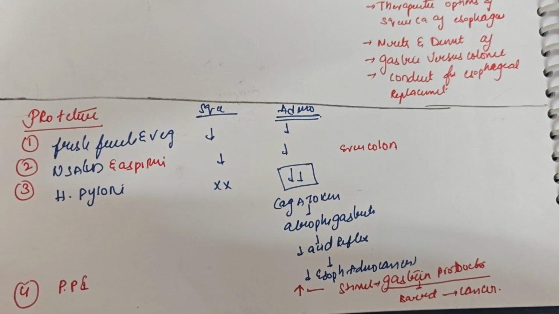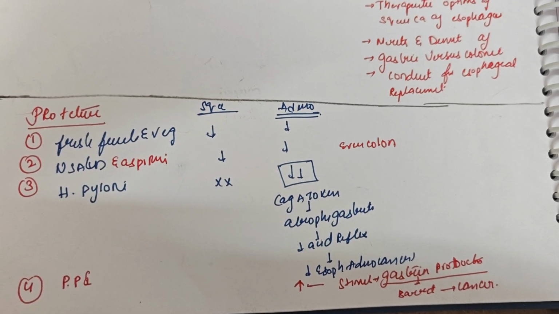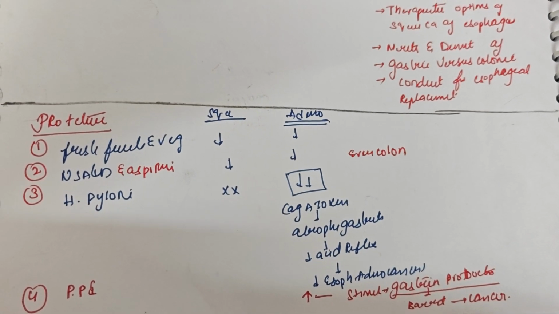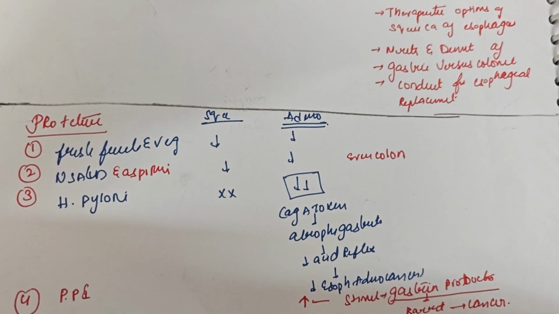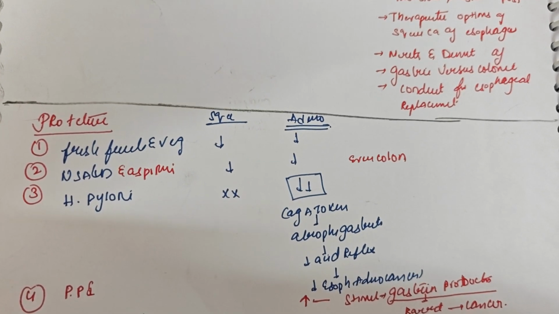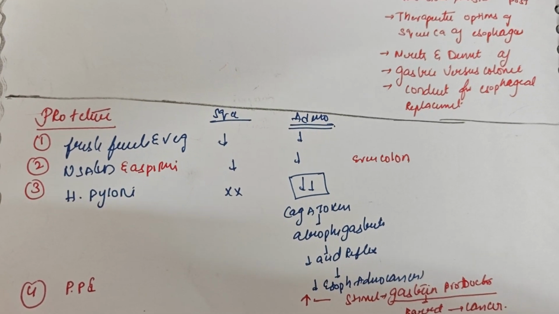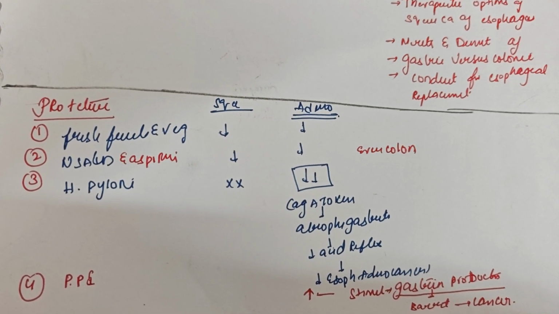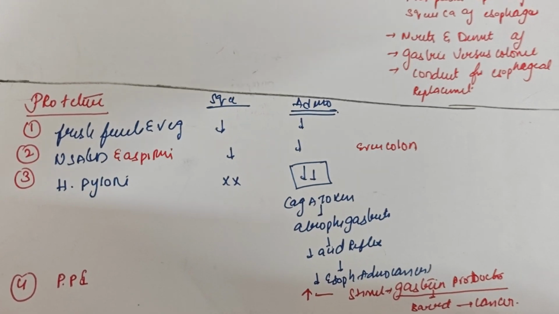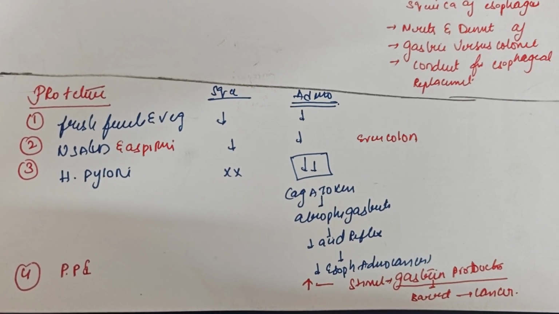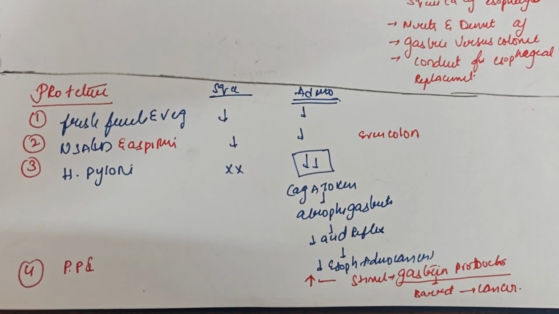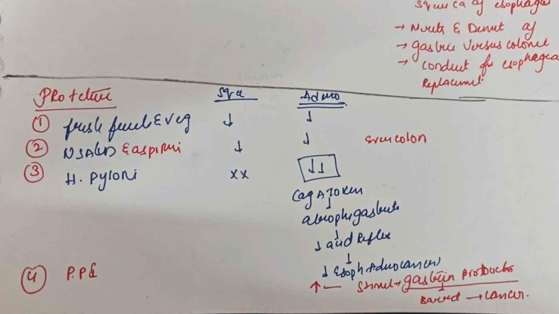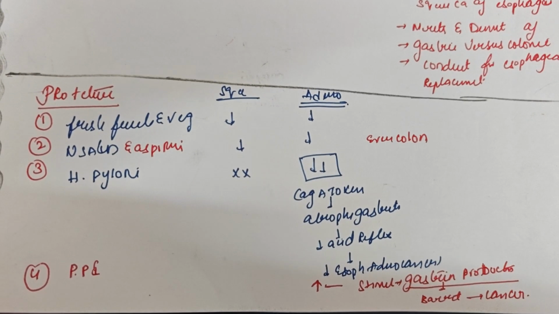How does it act? It produces something known as CagA toxin. This CagA toxin forms atrophic gastritis. Once there is atrophic gastritis, there is decreased acid reflux, so there is decreased reflux from the stomach to the esophagus, and therefore decreased adenocarcinoma. That is how H. pylori, because of the release of CagA toxin, which forms atrophic gastritis, decreases acid reflux and decreases adenocarcinoma.